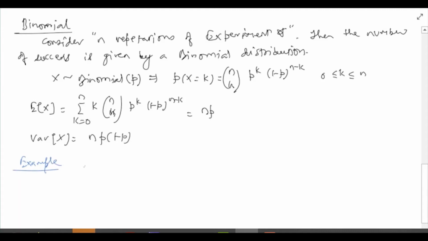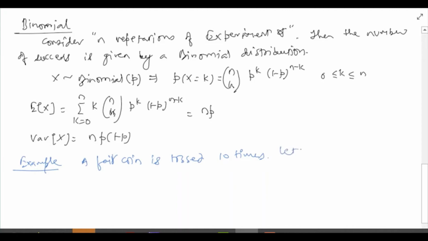Suppose a fair coin is tossed 10 times. So tossing a fair coin is an instance of experiment star. Here success may correspond to a head, failure may correspond to a tail. So a fair coin is tossed 10 times.